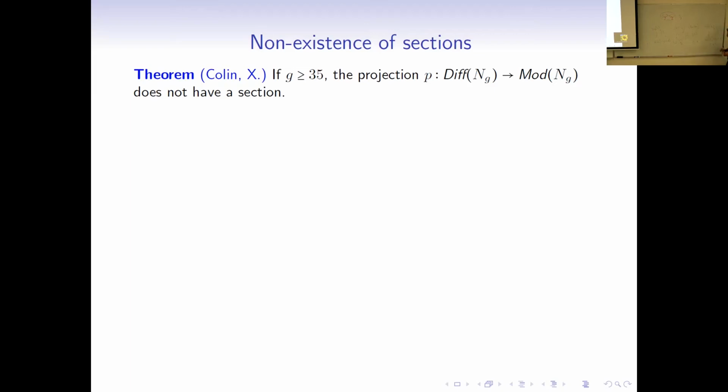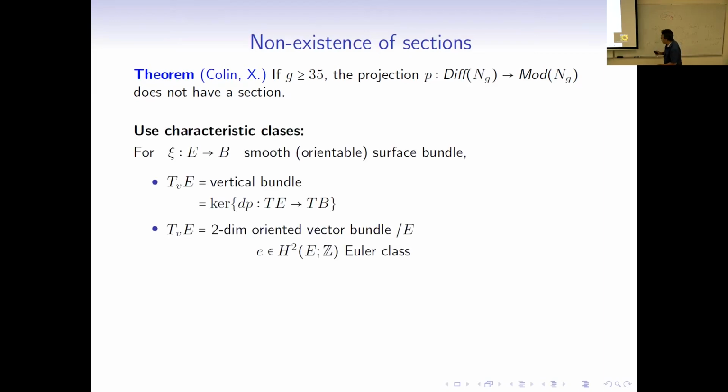All right, so what we're able to show, extending the methods of Morita, is that for large g, the projection for the corresponding non-orientable groups does not have a section. And this is how you do it. You use characteristic classes. This is the story for the orientable setting.